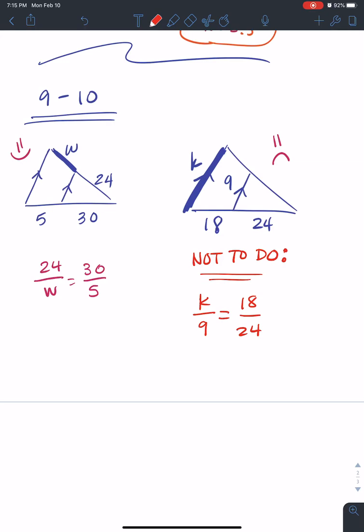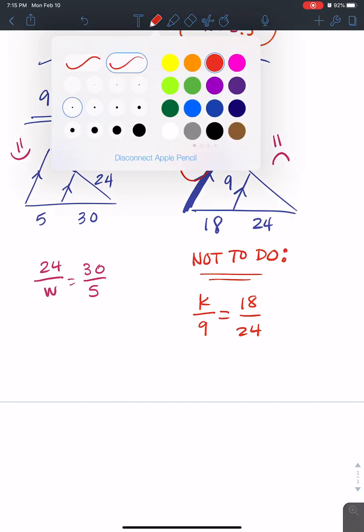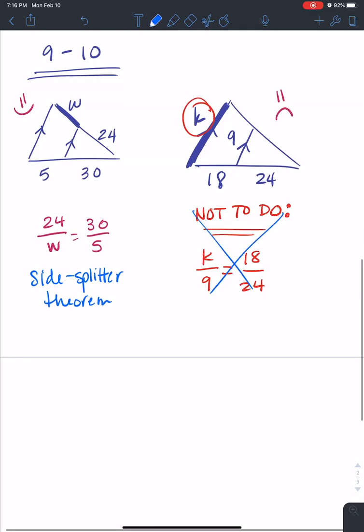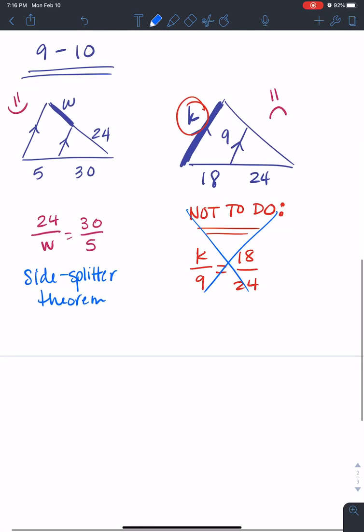When we're trying to find one of these parallel sides, you cannot use what's called the side splitter theorem. This one, I can use the side splitter theorem because it's splitting the sides. However, here, K is not one of the split sides. That would be here and here. So that's wrong. Here's what you should have done.